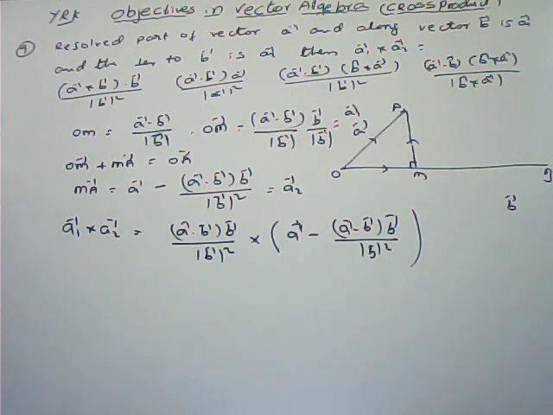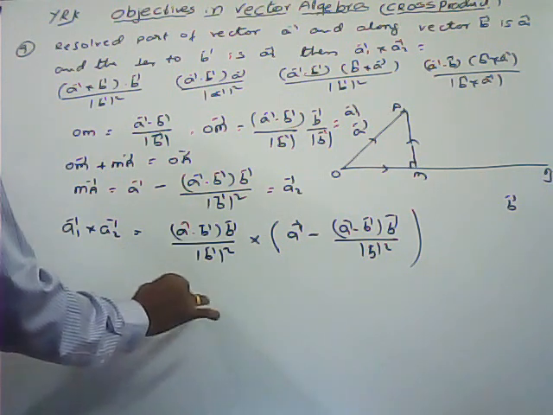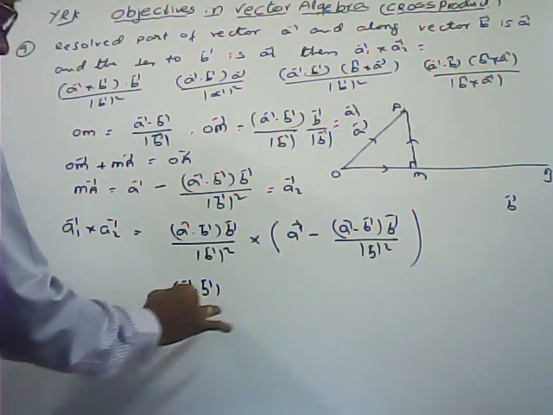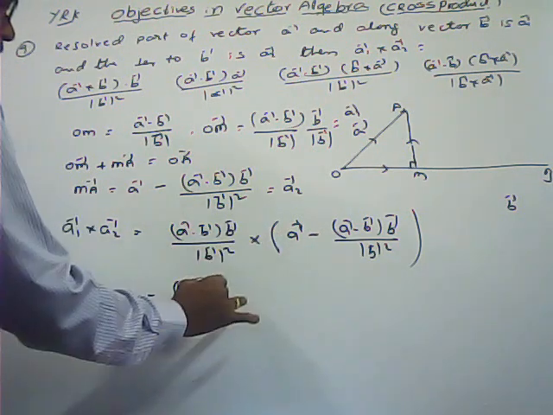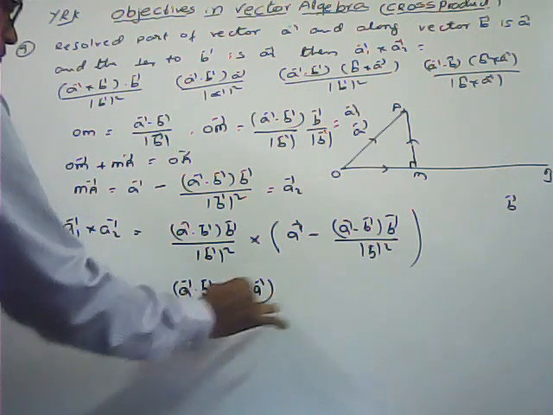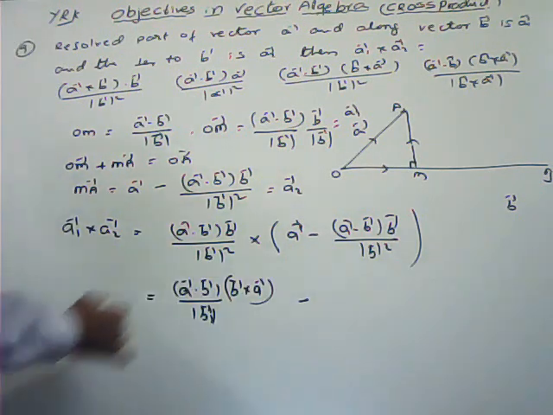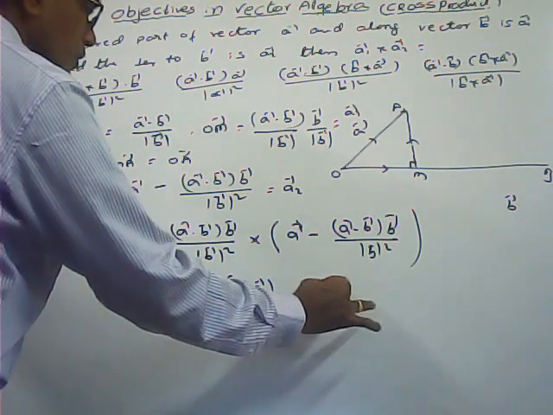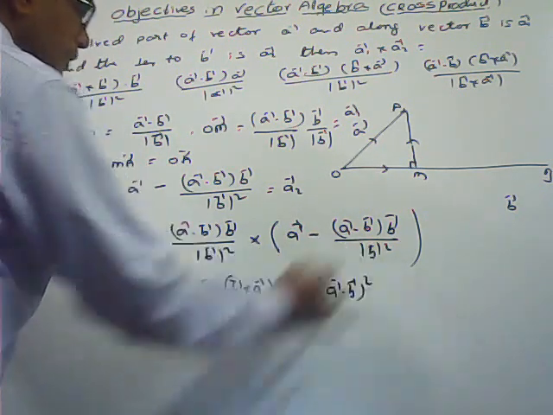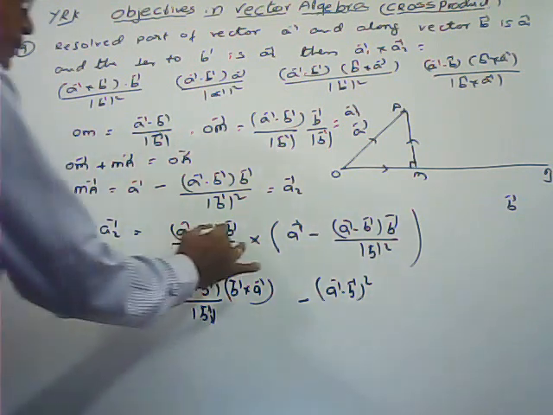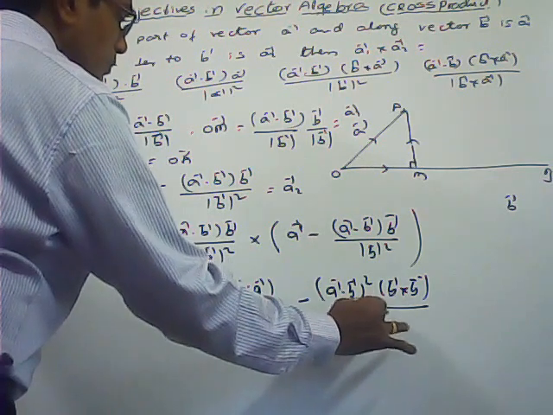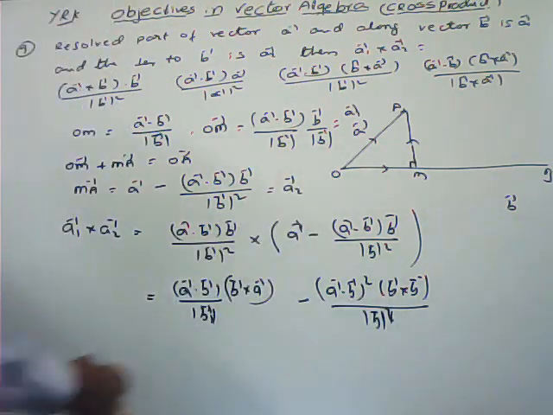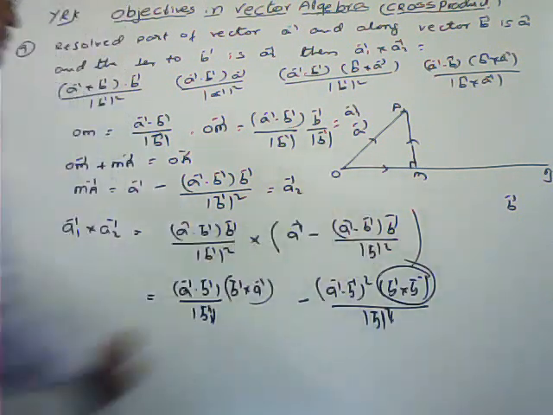Next, here the cross product is given. So this is the scalar, A bar dot B bar upon modulus of B bar square, times B bar cross B bar cross A bar, minus A bar dot B bar into A bar dot B bar, that is the scalar, A square, times B bar cross B bar cross B bar, whole by modulus of B bar whole power 4. And here A bar cross A bar or B bar cross B bar, that is always 0.